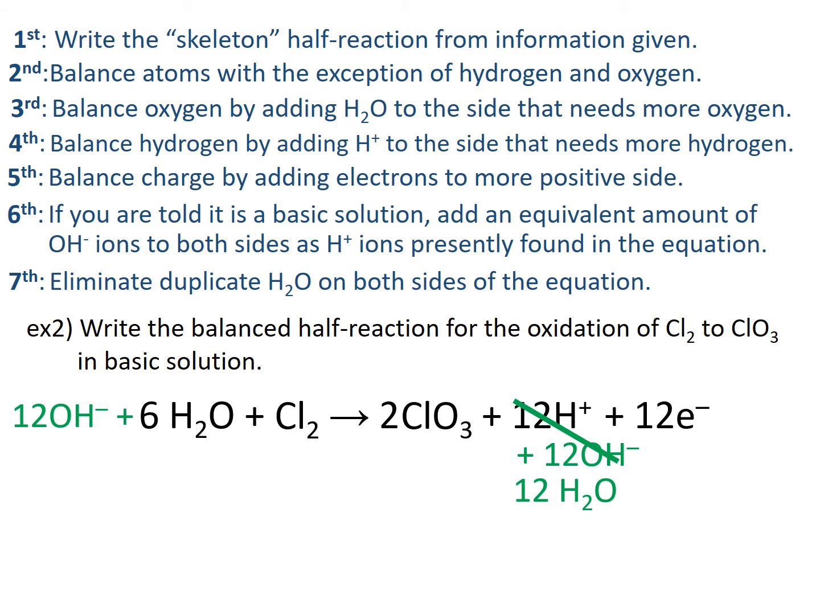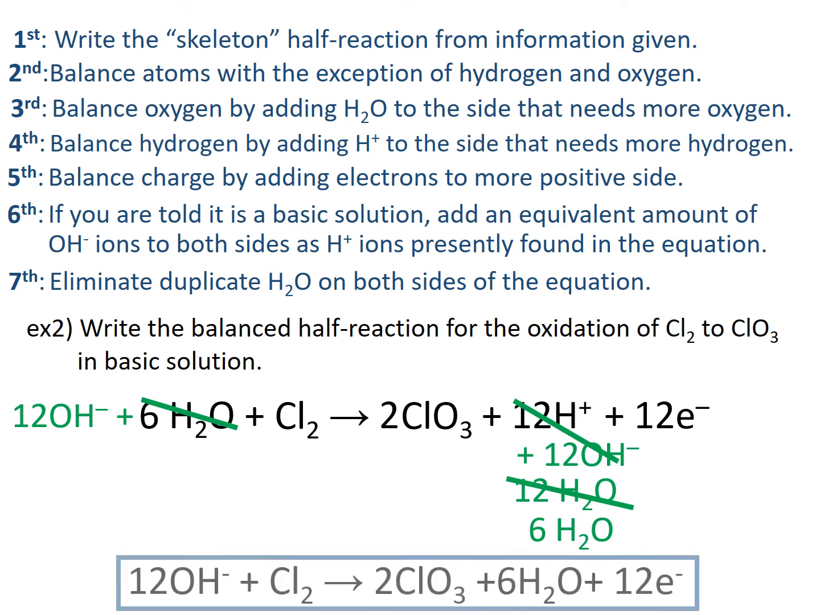I have 6 water molecules on the left, I have 12 on the right. That means I can get rid of 6 water molecules on both sides. So the 6 on the left will disappear, and I will take 6 away from the right-hand side, which means I go from 12 water molecules down to 6 water molecules. All that's left to do is to write down what remains, which is 12 hydroxides plus a chlorine, turn into 2 ClO3s plus 6.